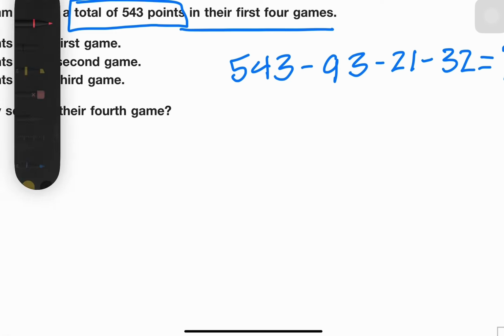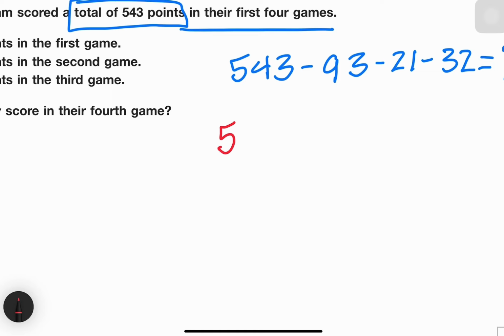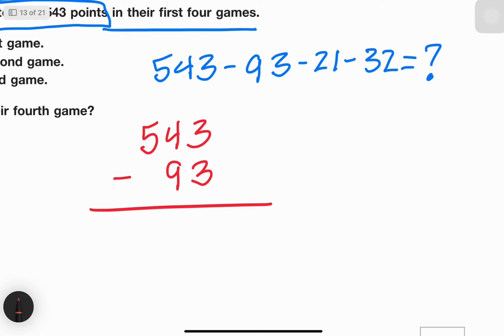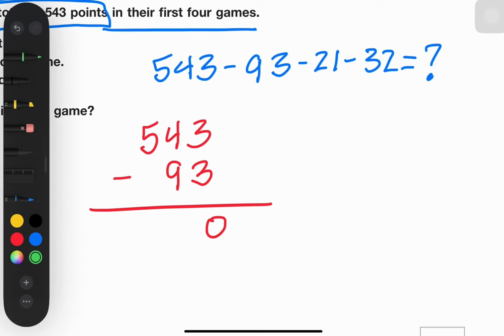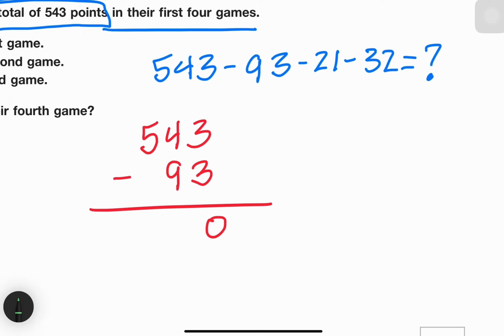So by looking at this, we have 543 minus 93. All right, so I've already used 2 of my numbers that I have in my equation at the top. If I subtract this correctly, I know that 3 minus 3 is 0. I cannot do 4 minus 9, so I need to go to my neighbor and I need to borrow. So when I do that, I'm going to turn this 5 into a 4, and I'm going to turn this 4 into a 14 because I'm borrowing 1 from my neighbor. So that becomes a 14.